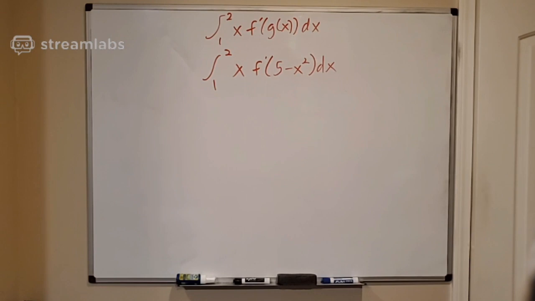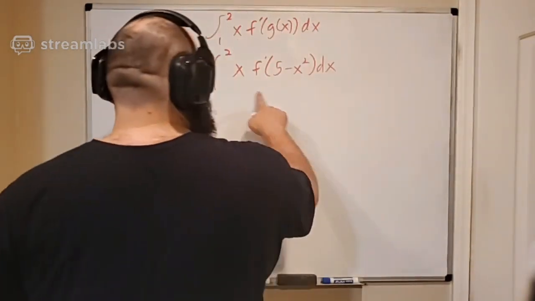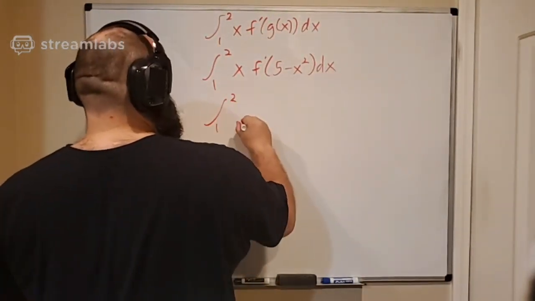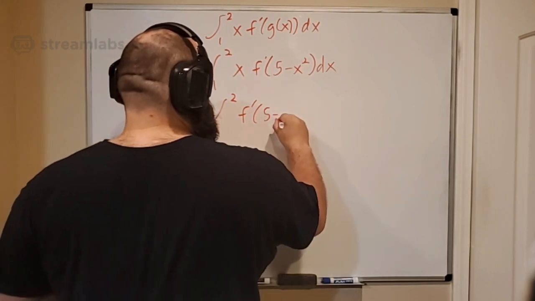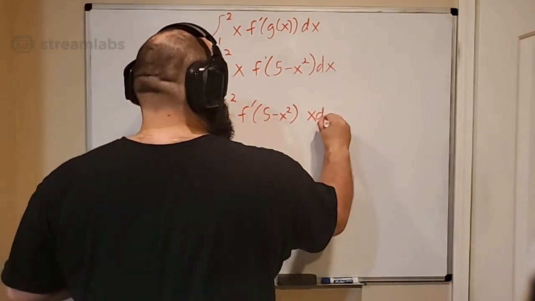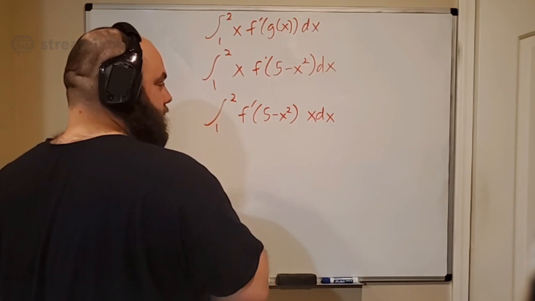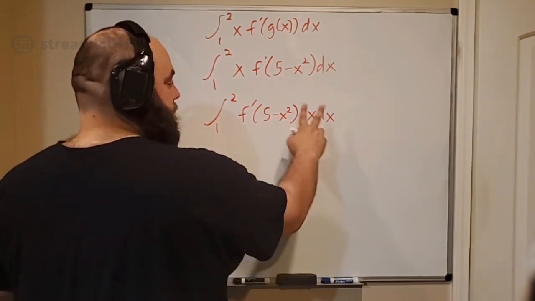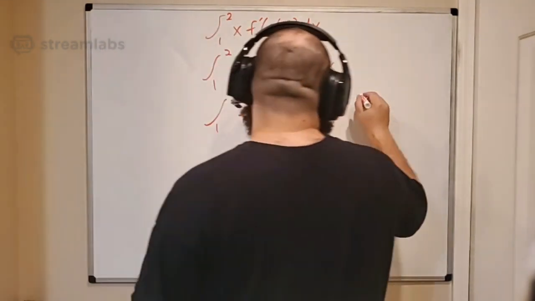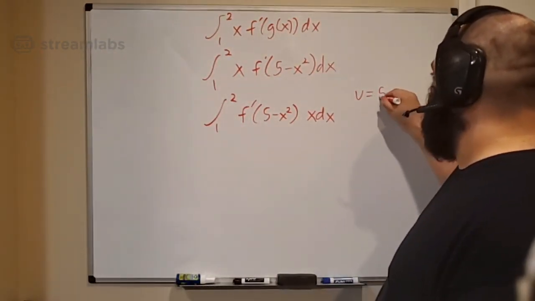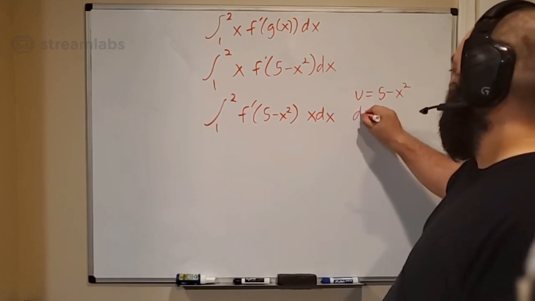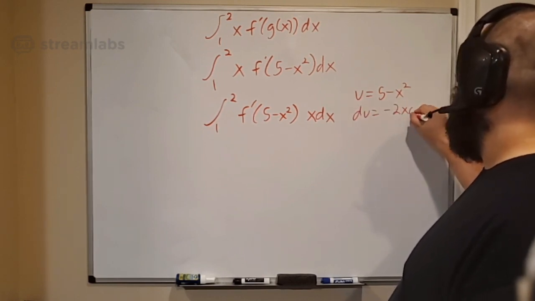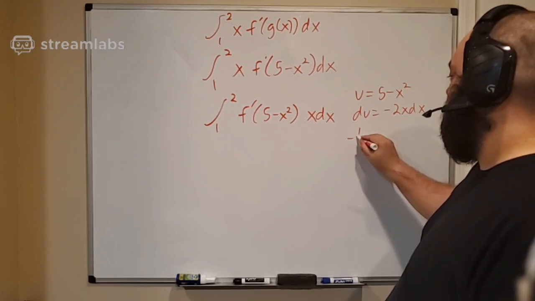Something else you can do that'll help you move things over is you can also move the x over here, so you can do the integral from 1 to 2 of f of 5 minus x squared times x dx. And hopefully what you should be realizing at this point is, here's my u, here's my du. So u is 5 minus x squared, and then du ends up being negative 2x dx. Move the negative 2 over, so you get negative 1/2 du is equal to x dx.